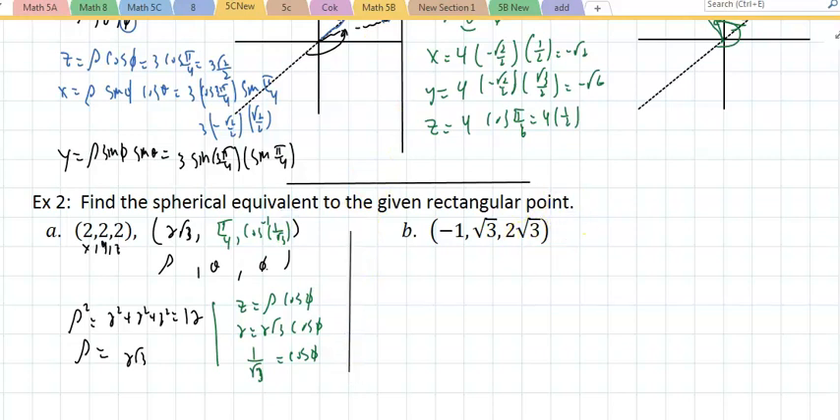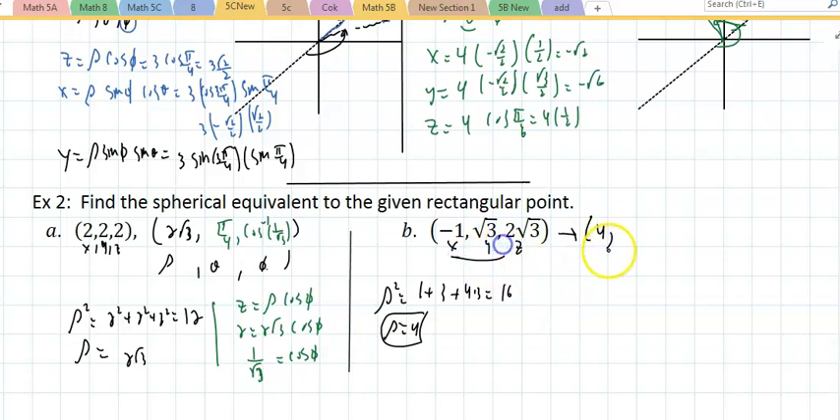How about this? Given this rectangular x, y, and z, let's see how this works. First, you start with rho squared equals 1 plus 3 plus 4 times 3, and that would be 12, 16. So rho is 4. Very good.